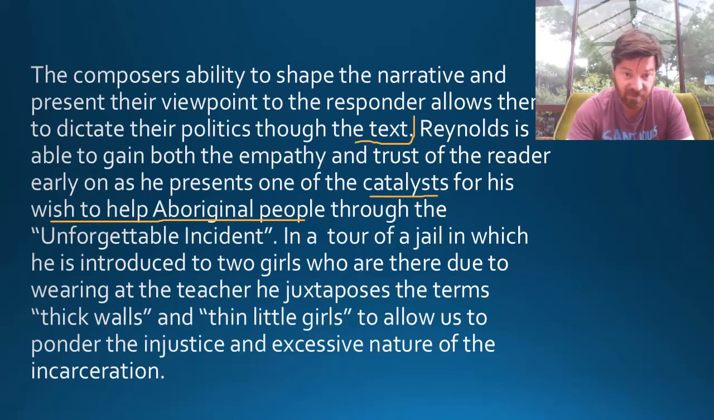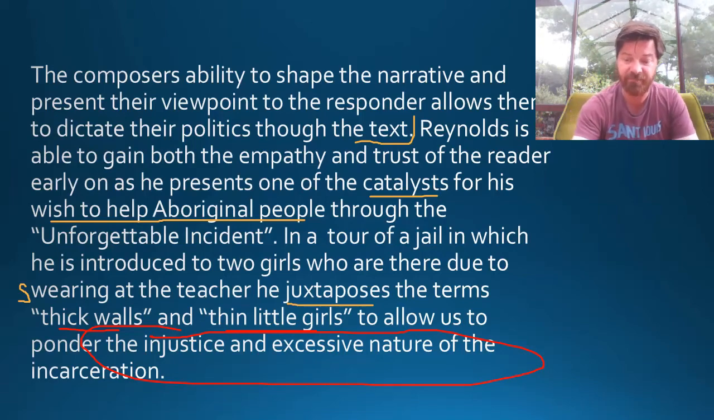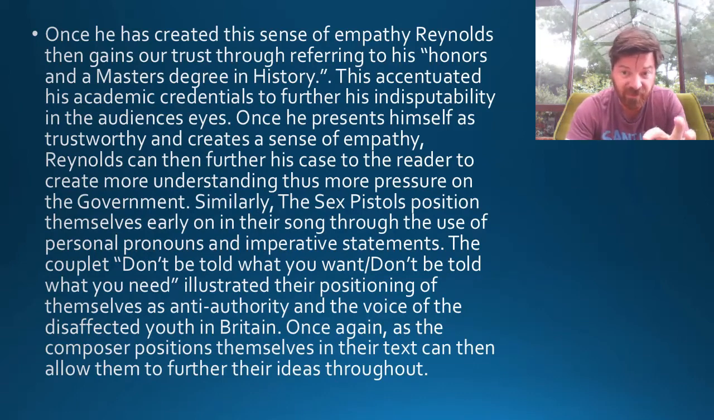So the evidence is in a tour of a jail in which he is introduced to 2 girls who are there due to swearing at the teacher. Oh, there's a spelling mistake. He juxtaposes the terms "thick walls" and "thin little girls" to allow us to ponder the injustice and excessive nature of the incarceration. Here we have the actual literary technique, and here we've got the quote. Then in this bit here, this is where we actually talk about what it's doing, why he's put it in there.